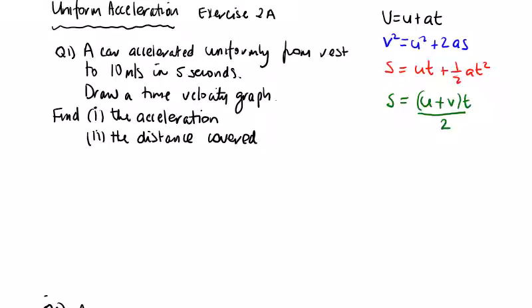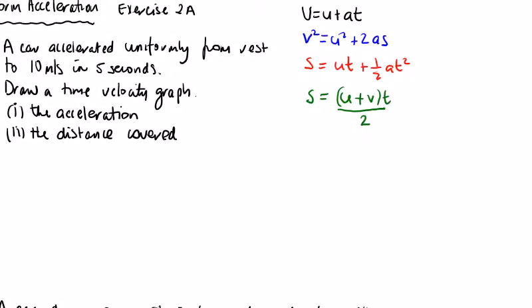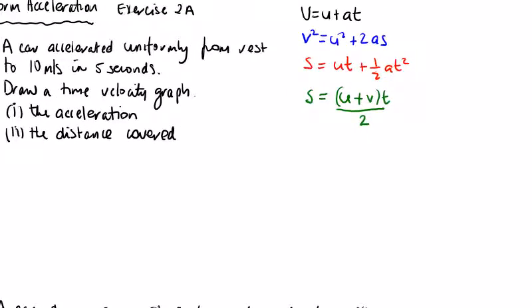In this video, we're going to look at the questions from exercise 2A. And all of these videos are based on our 4 equations that we've looked at in the intro. So this equation has V, U, A, and T. This one has V, U, A, and S. This one has S, U, T, and A. And this one has S, U, V, and T.